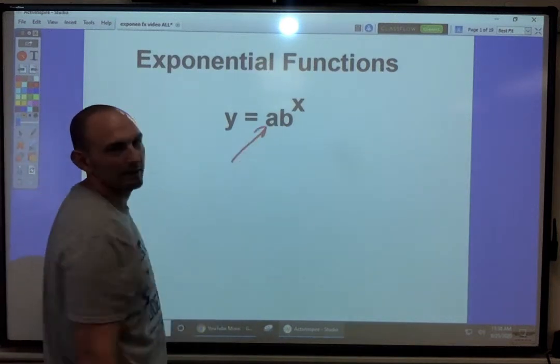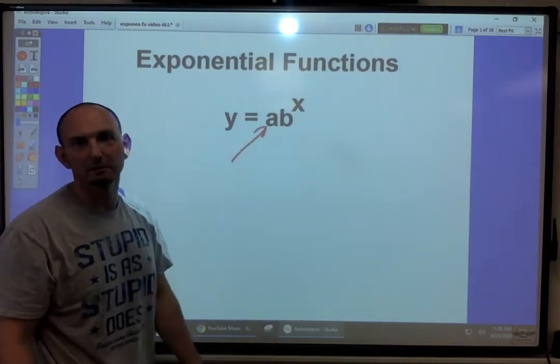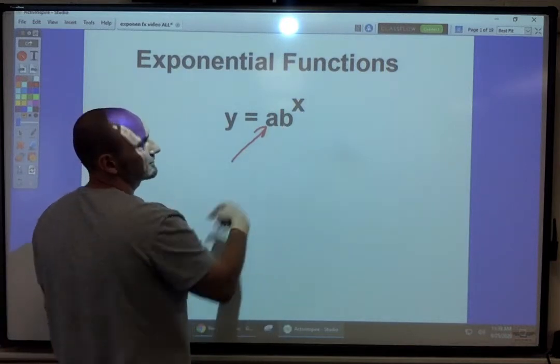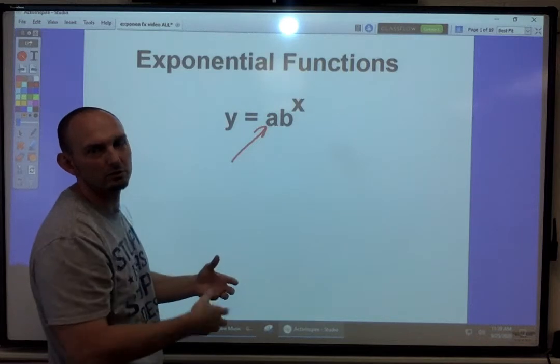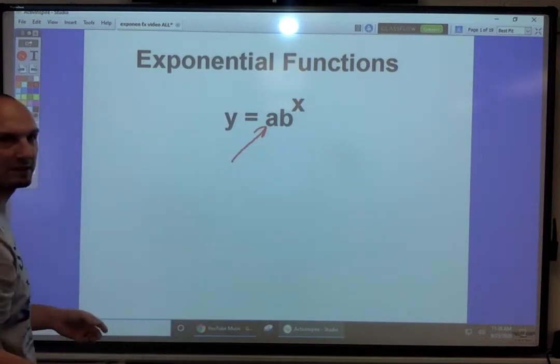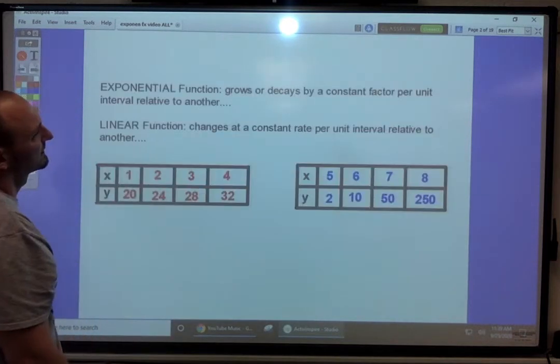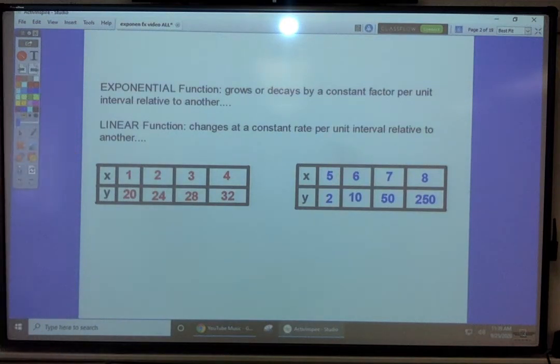So quickly we'll go over this. A is your y-intercept, or beginning amount, and b is the factor, or whatever we're multiplying by. We can make it smaller, larger, whichever way, depending on the size of the number. That's it. First thing I want us to look at is comparing tables. One of these is linear, one of these is exponential.